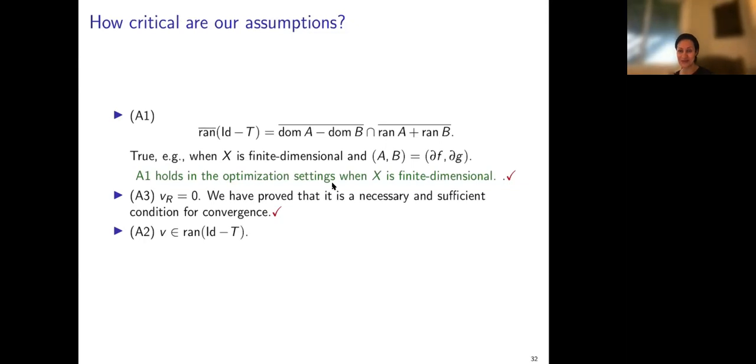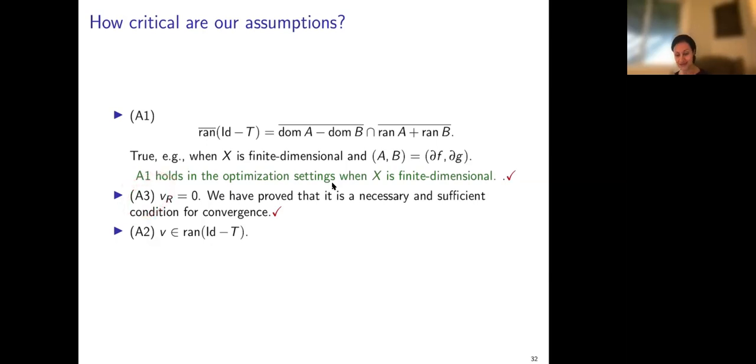And I just need to now justify my claims. When I said I'm going to tell the complete story, I need to show you how critical the assumptions I put are. So the first assumption, as I said, it's always true when you work in finite dimensions with subdifferentials. So you don't need to put this assumption at all or even consider it. You can just grab the fact for free.